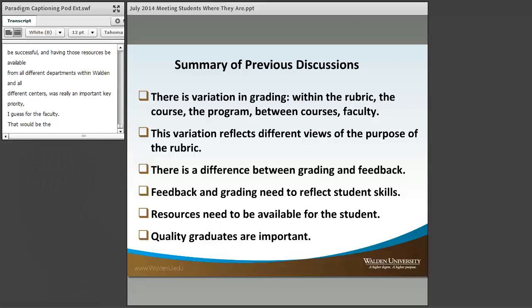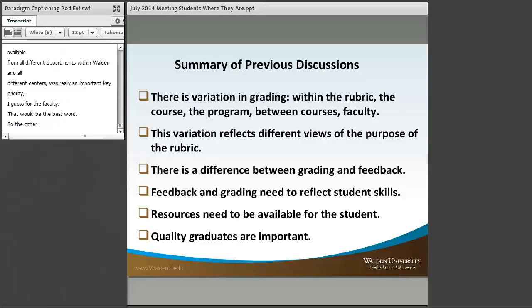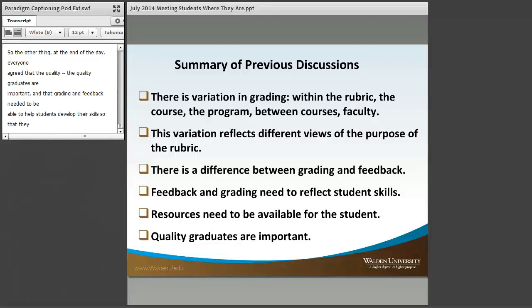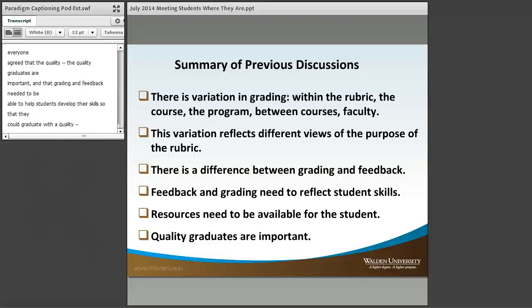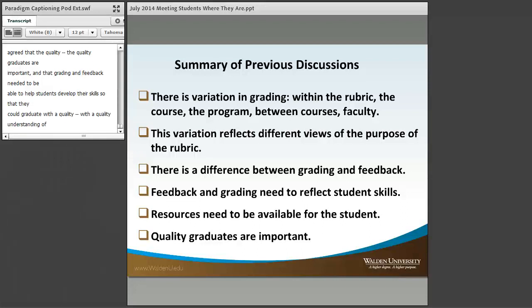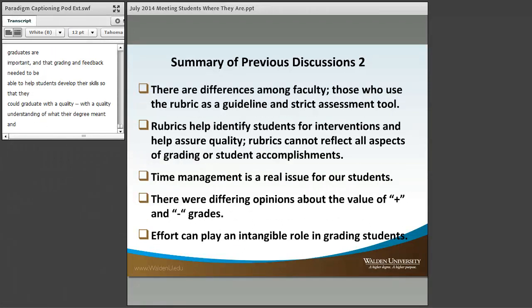The other thing is that, at the end of the day, everyone agreed that quality graduates are important, and that grading and feedback needed to help students develop their skills so that they could graduate with a quality understanding of what their degree meant and be prepared for the professional workforce.